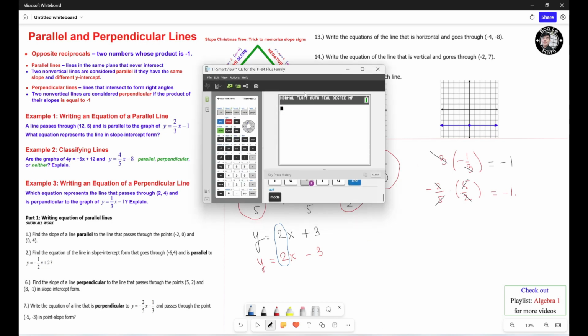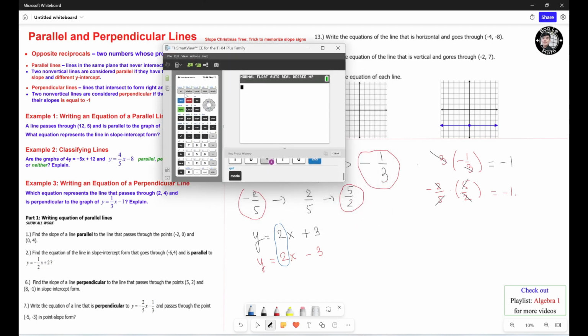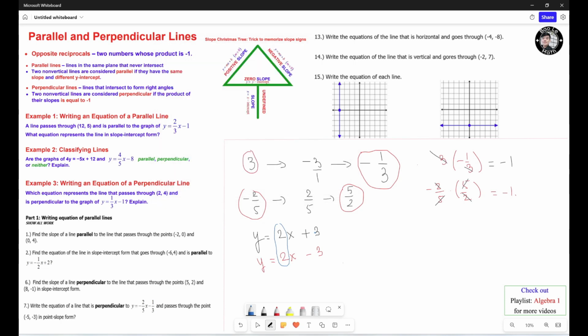Alright, let's check. We bring up the calculator. y equals 2x plus 3. Now the second one, 2x minus 3. And you hit graph. Yes, they are parallel. Now keep in mind, the y-intercepts must be different. If the y-intercepts are the same, then they are overlapping, and they are not parallel anymore.